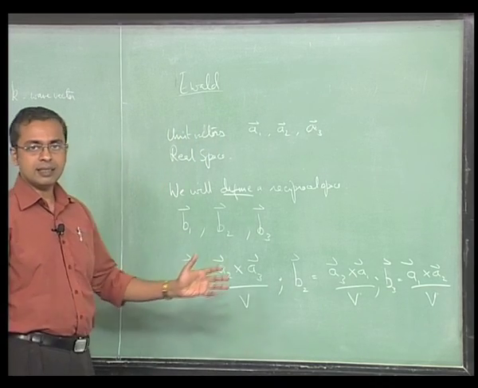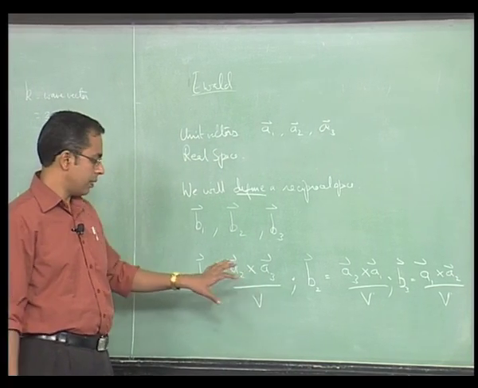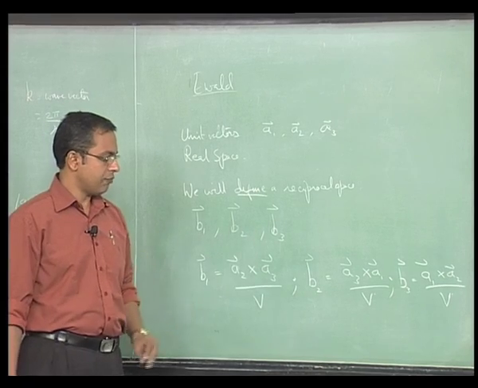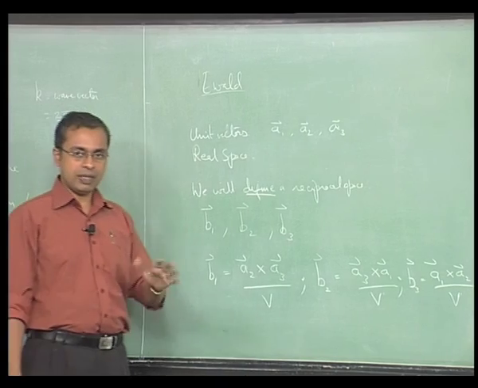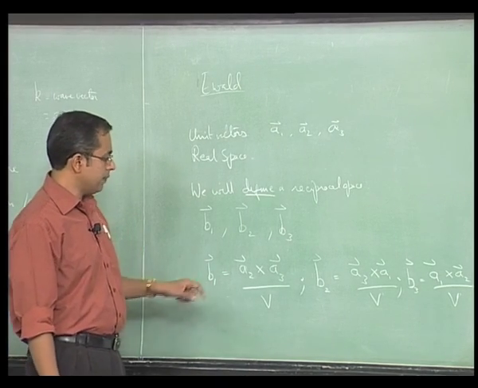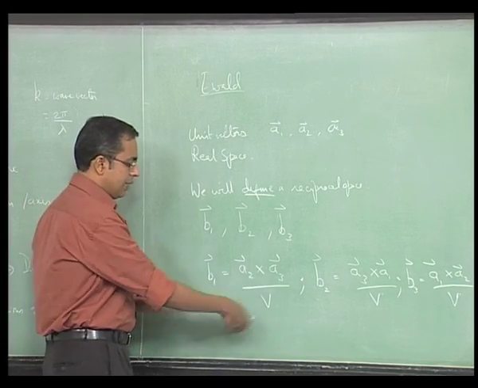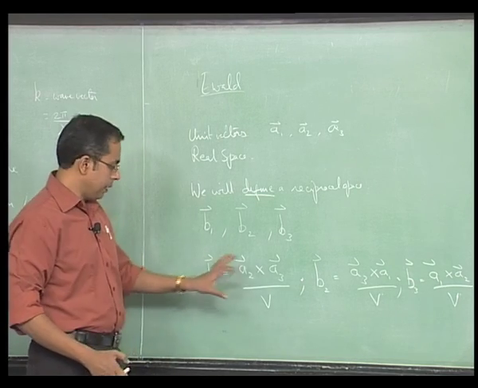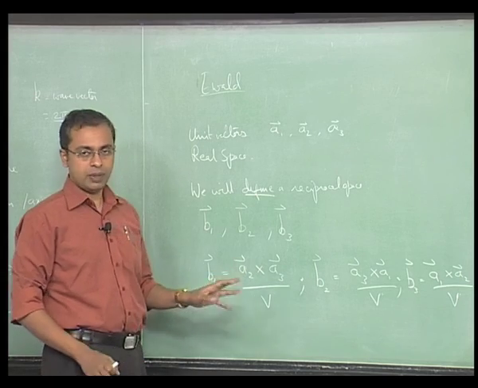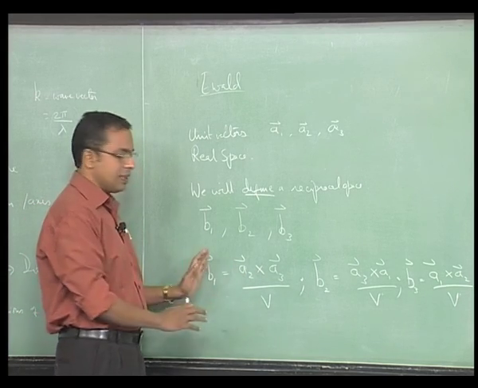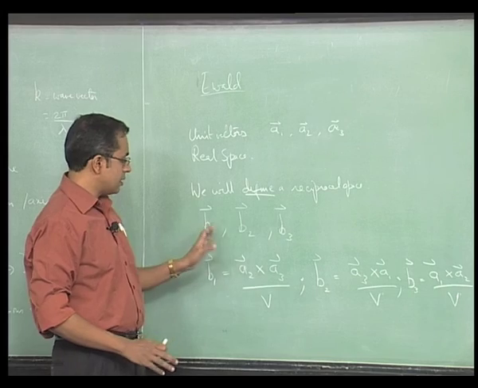By defining it like this, certain properties become available for B1, B2 and B3, which becomes convenient for our utilization later on. So now we will see, based on this definition itself, simply because we have defined it like this, what is the consequence, or what is the relationship between B1 and these reciprocal.